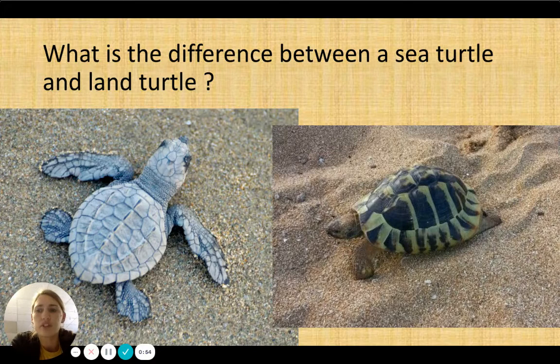So first of all, we're going to start talking about what is the difference between a sea turtle and a land turtle. So on the left, you have a little bitty baby sea turtle, and on the right, you have an adorable land turtle, or, just not a sea turtle. So what are some differences?